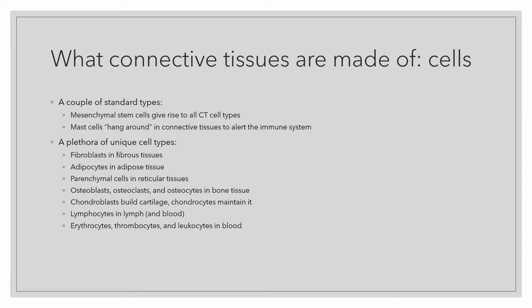Lymphocytes exist in lymph and also in blood. And erythrocytes, thrombocytes, and leukocytes are found in the blood. Erythrocytes, red blood cells, by far the most common cells in blood, give blood its rich crimson color. Thrombocytes, also known as platelets, help in the blood clotting process, and leukocytes, the white blood cells, are immune cells that circulate in the blood.